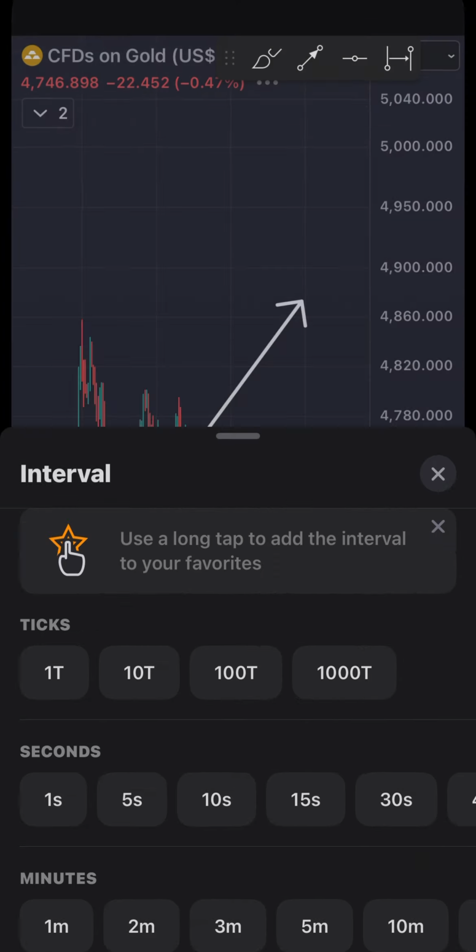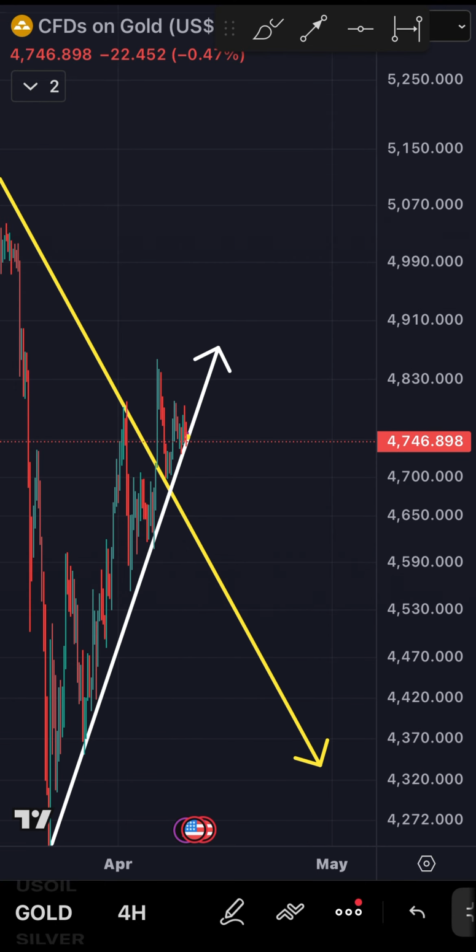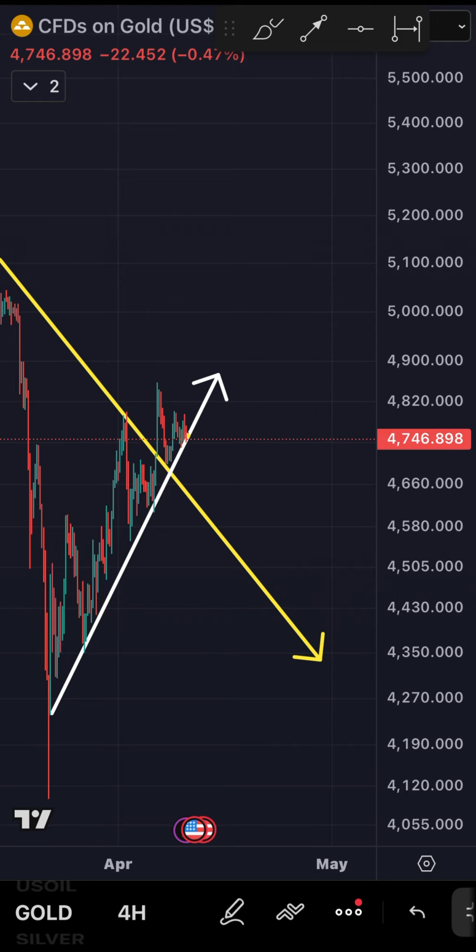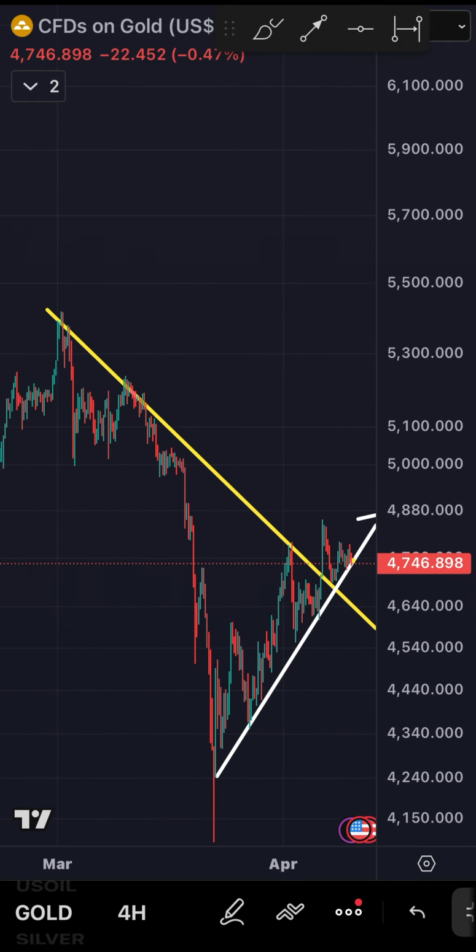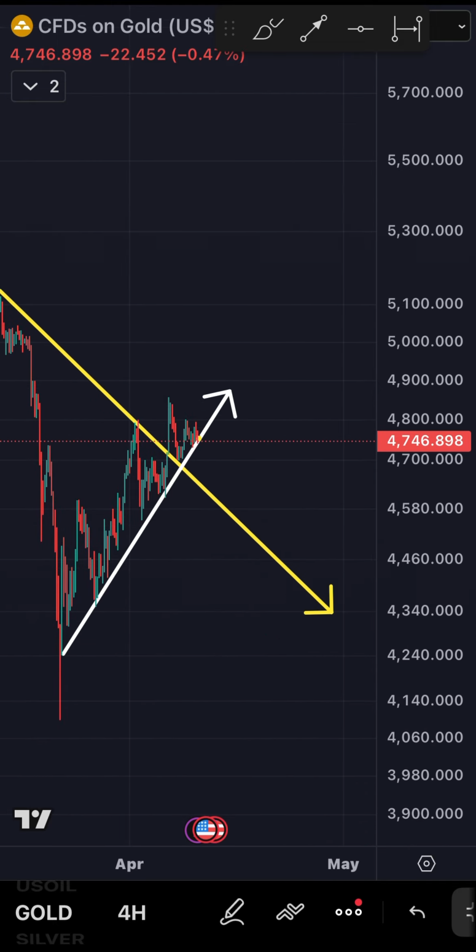The reason why you start from the higher time frames is because the higher time frames hold more weight and have more influence than the smaller time frames. So, for example, a trend line that you find on a daily time frame means more than a trend line you find on the 5 minute time frame.